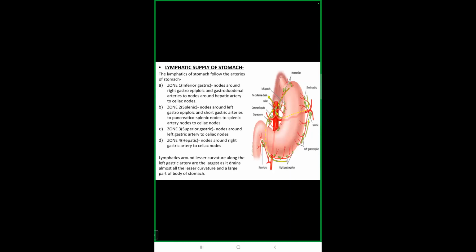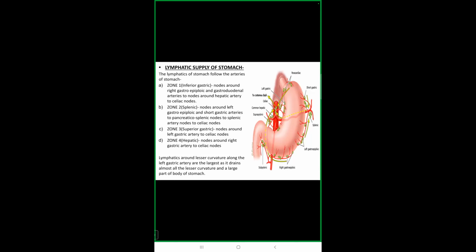Now the lymphatic supply of the stomach. The lymphatics of the stomach follow the arterial supply of the stomach. It is divided into four zones. Zone 1: inferior gastric nodes around the right gastroepiploic and gastroduodenal arteries, to nodes around the hepatic artery, to celiac nodes. Zone 2 is the splenic: nodes around the left gastroepiploic and short gastric arteries, to pancreatico-splenic nodes, to splenic artery nodes, to celiac nodes. And zone 3, that is the superior gastric nodes around the left gastric artery, to celiac nodes. And zone 4, hepatic: nodes around the right gastric artery, to celiac nodes.